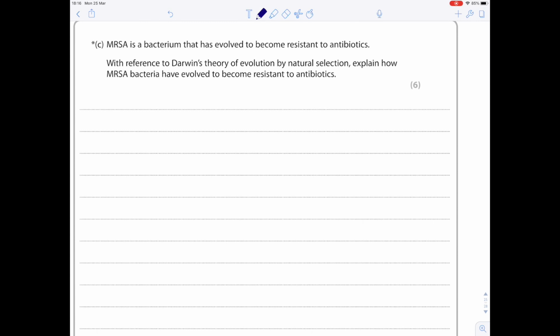MRSA is a bacterium that has evolved to become resistant to antibiotics. With reference to Darwin's theory of evolution by natural selection, explain how MRSA bacteria have evolved to become resistant to antibiotics. Sounds awful. It is worth 6 marks.